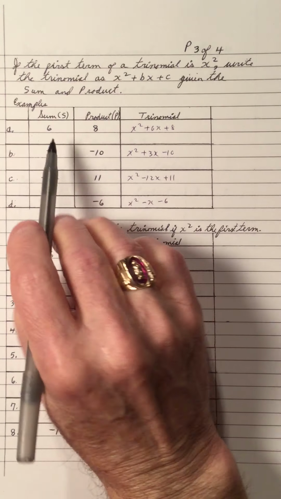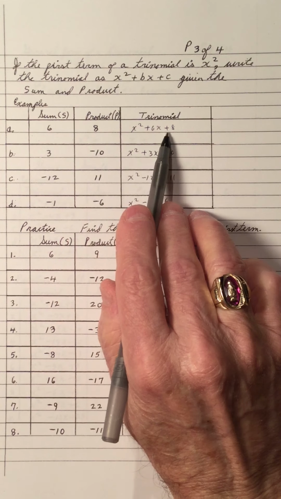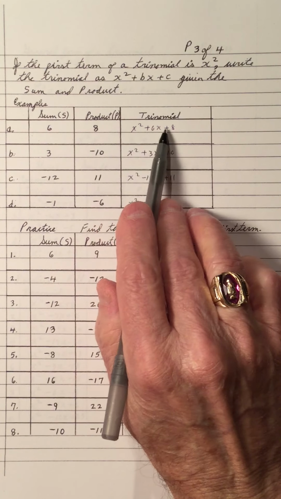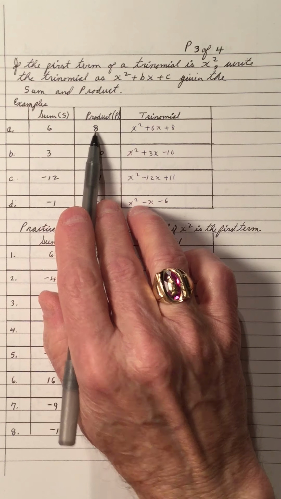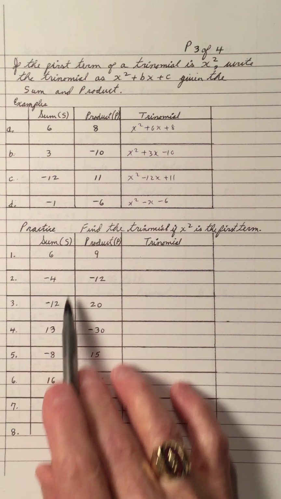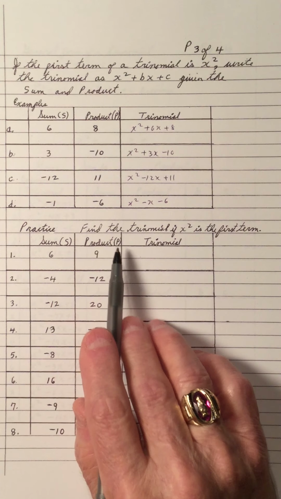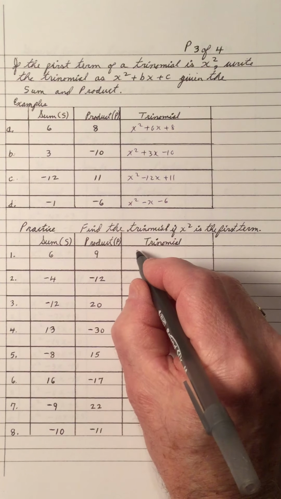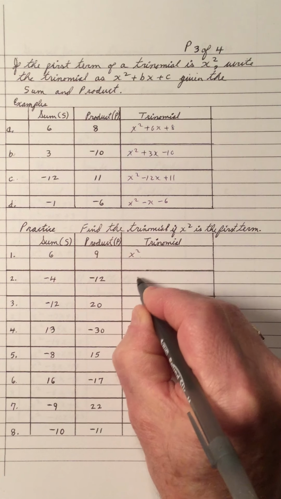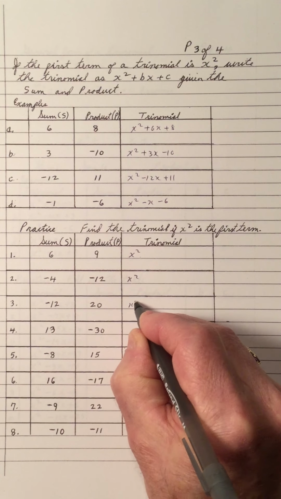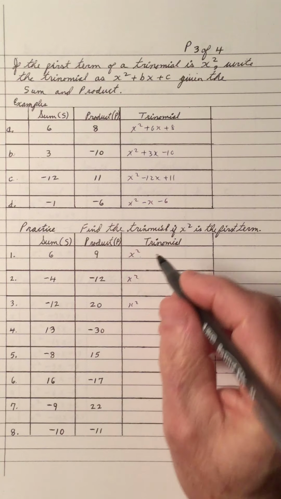So if the sum is in the middle and the product is at the end with an x squared, there's a trinomial that has this sum and this product. So work these 8 out to see if you're going to get the correct answers. Again, each trinomial will have an x squared as its first term. So if I put an x squared on every one of these, you're going to see that I'm working with the trinomial.